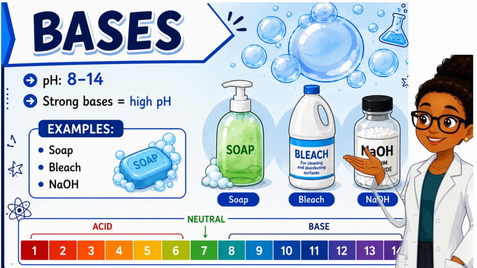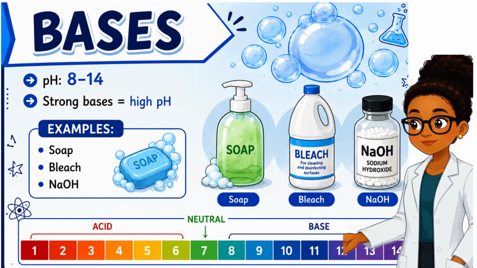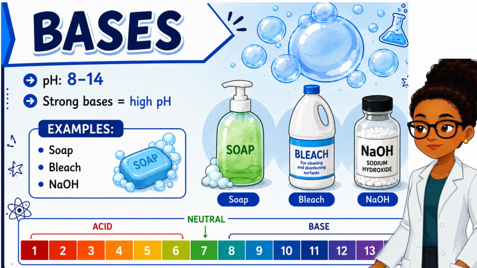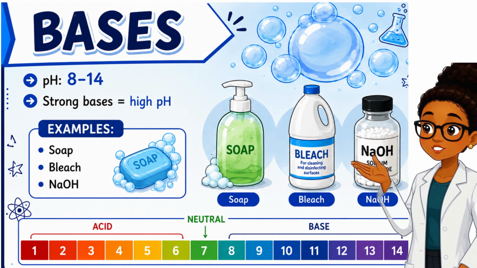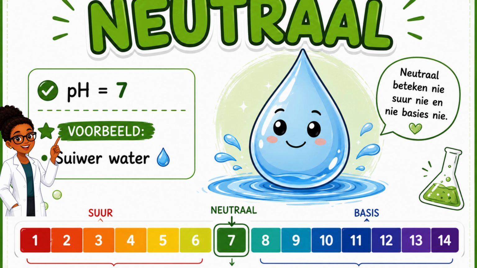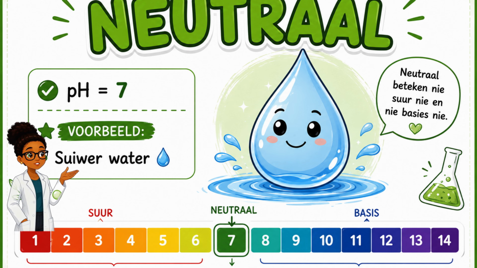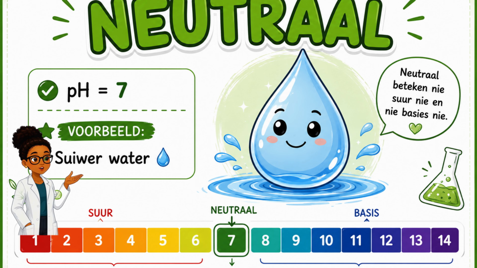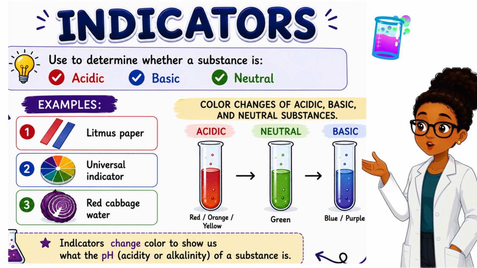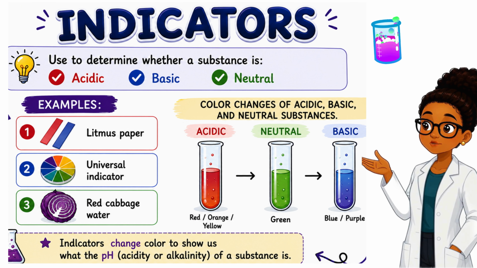Remember, learners, strong bases can be very dangerous, so they must always be handled carefully and safely. Indicators are like secret color codes for scientists. A neutral substance has a pH value of 7. The best example of a neutral substance is pure water. A neutral substance is neither an acid nor a base, which means it is found in the middle of the pH scale.